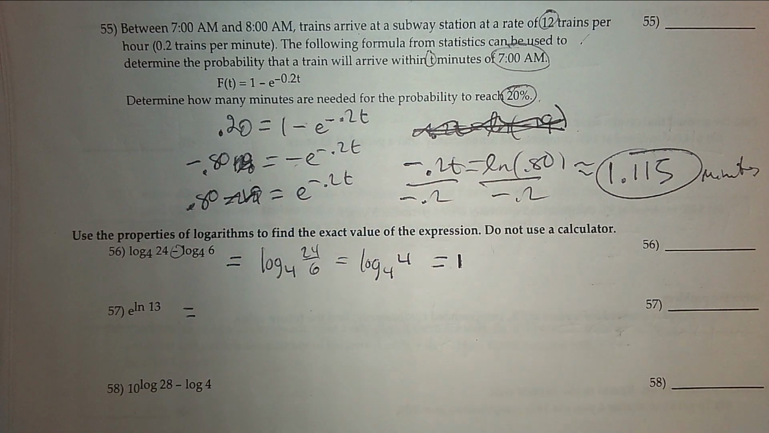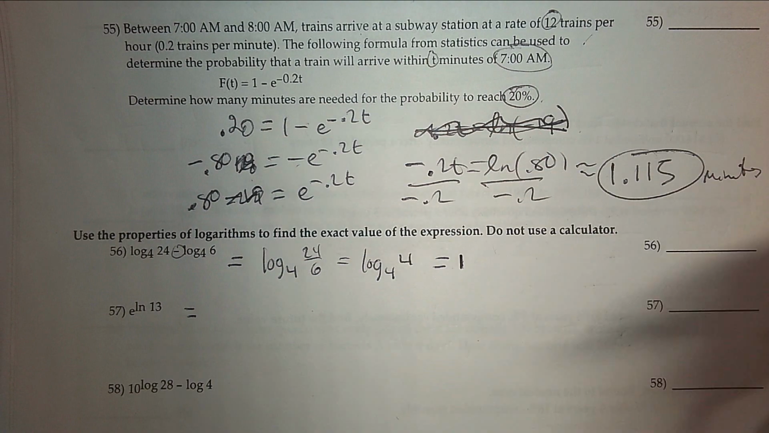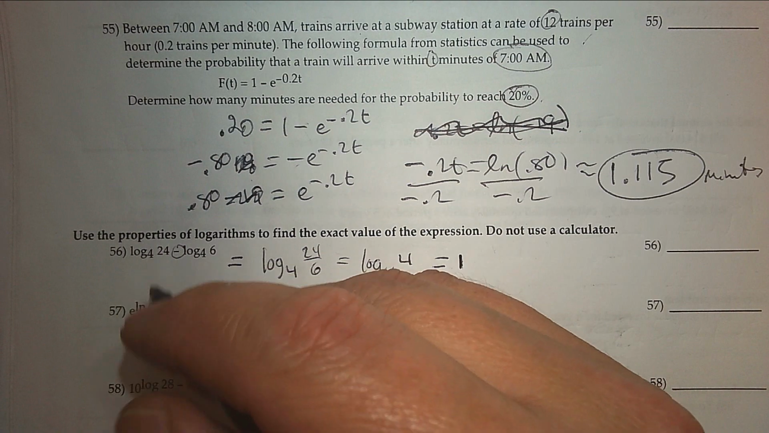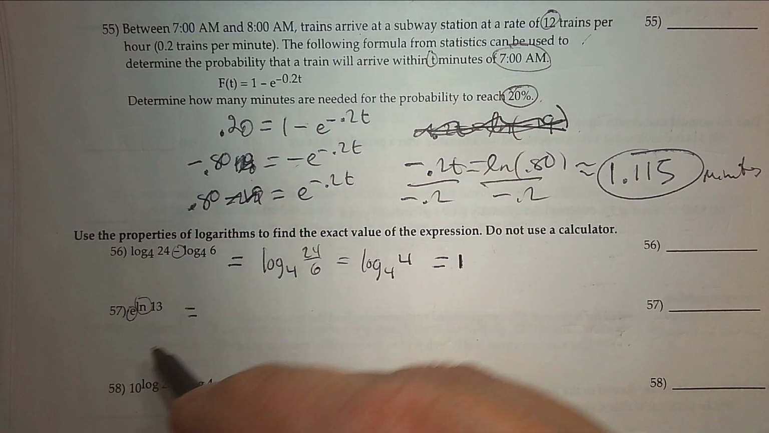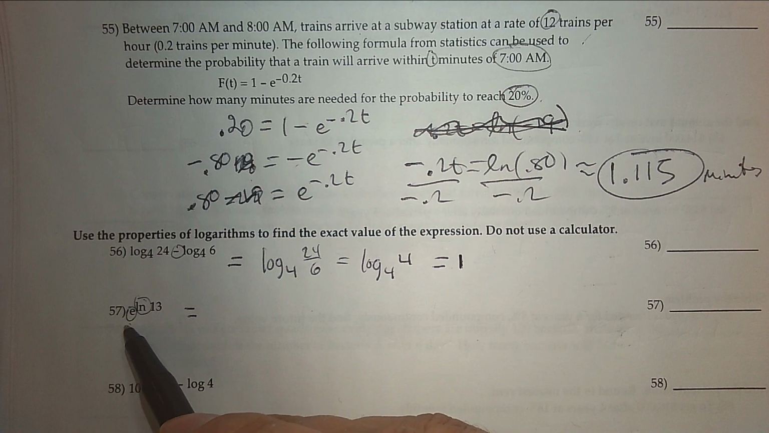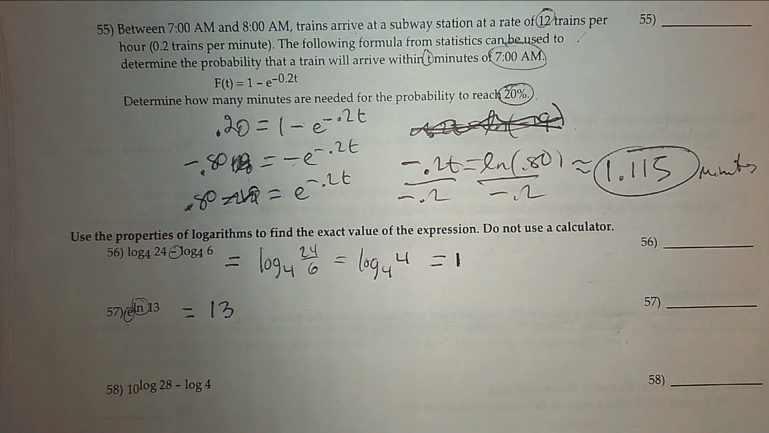Here, you have e and then ln 13. Now ln has a base of e. One of the properties of an exponential and its logarithm is that they are inverses of each other. So they undo each other, and the answer is just 13.